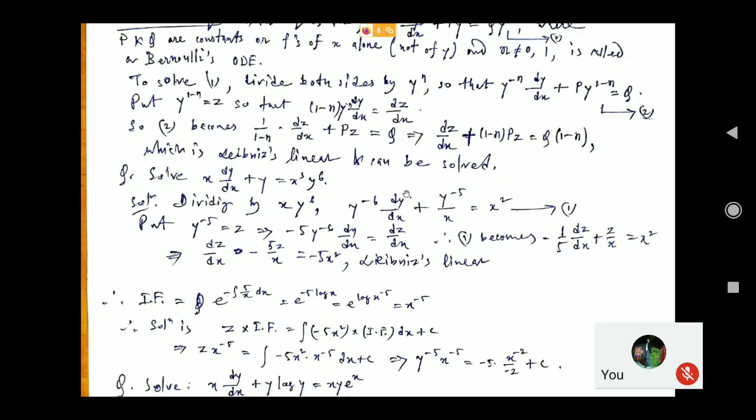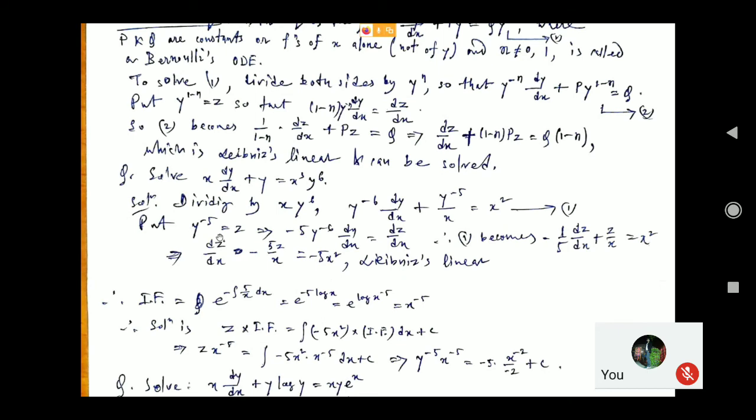Okay, in this equation, the general equation is not in Bernoulli's form. Therefore, we have multiplied by x into y to the power 6, so that we get rid of this y to the power 6 on the right hand side. So after dividing by x into y to the power 6, we have this expression, y to the power 6 comes here, and on the right hand side we have simply x square. We got rid of y.